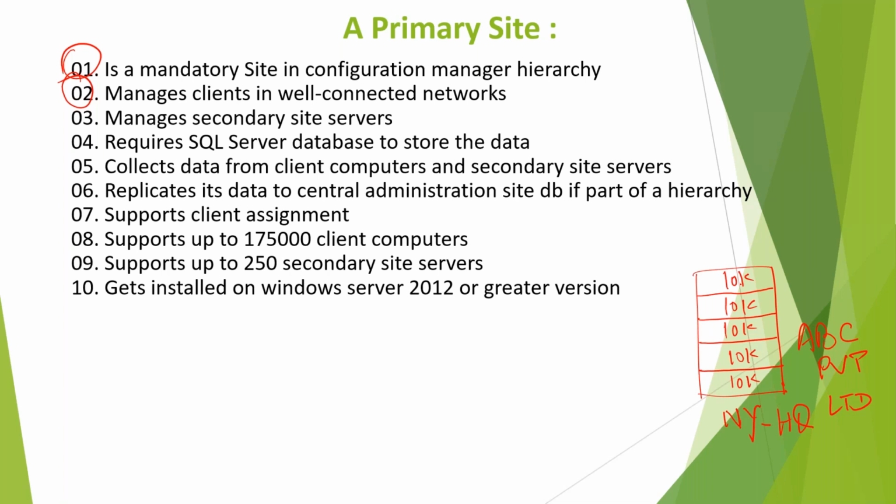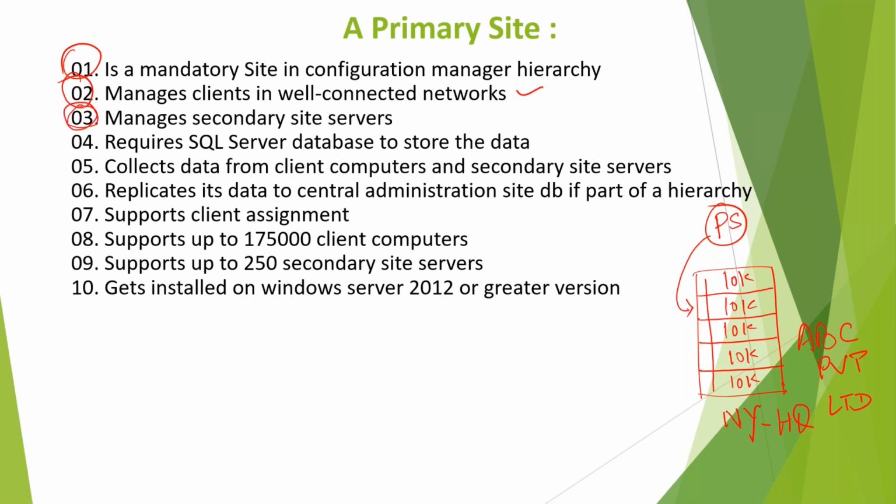Who will manage these 50,000 devices? So we can install one single primary site server, and a single primary site can manage all these 50,000 devices. Why? Because all of them are on a good connection, at one location, with good connectivity. The maximum number one primary site can support is 175,000 devices, but the total number of devices is only 50,000, so one primary site is sufficient to handle the load. That is what is mentioned here, the second point: manages clients in a well-connected network.